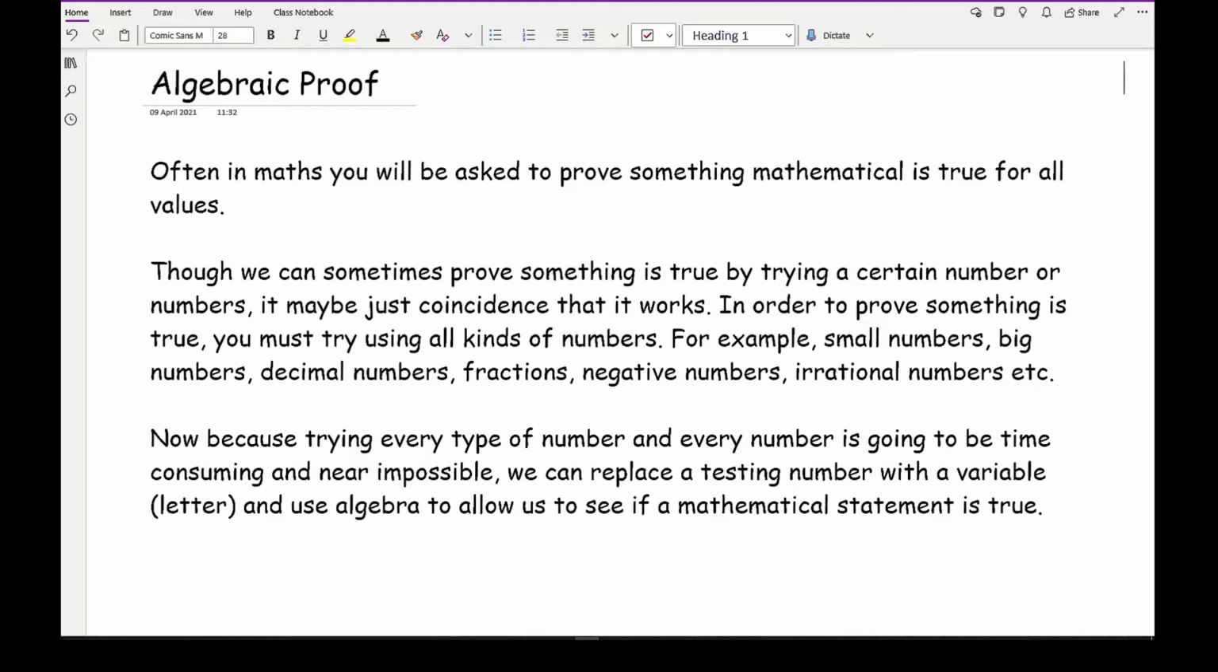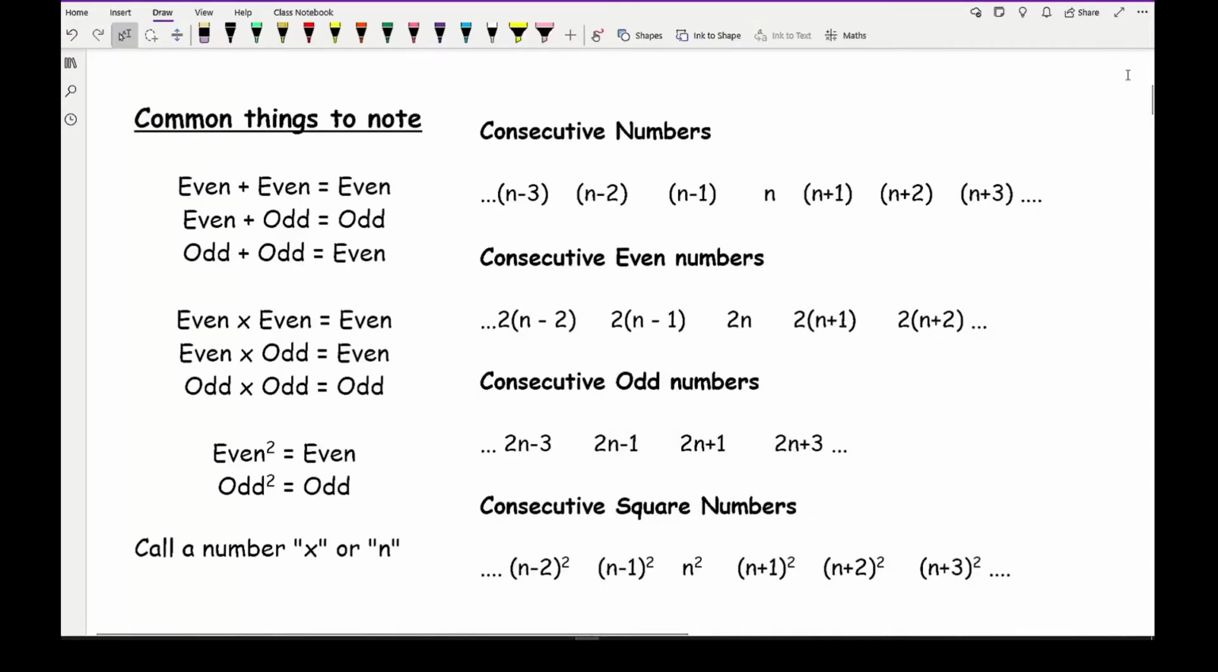Now, because trying every type of number and every number is going to be very time consuming and near impossible, we can replace a testing number with a variable or a letter and use algebra to allow us to see if a mathematical statement is true. Now it is going to be near impossible for me to go through every single algebraic proof question. However, there is some sort of similarity with some of the questions and some of the components that you need to prove something algebraically.